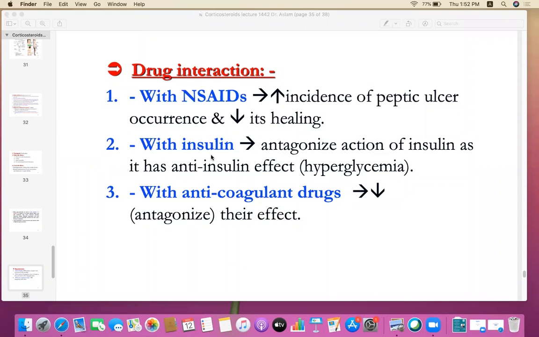With insulin, it will antagonize the action of insulin, because we've seen that it causes hyperglycemia. Utilization of glucose by the body is decreased, and all the glucose remains in the blood. And with anticoagulant drugs it decreases their effect, because it causes hypercoagulability and increases the coagulation time of the blood.